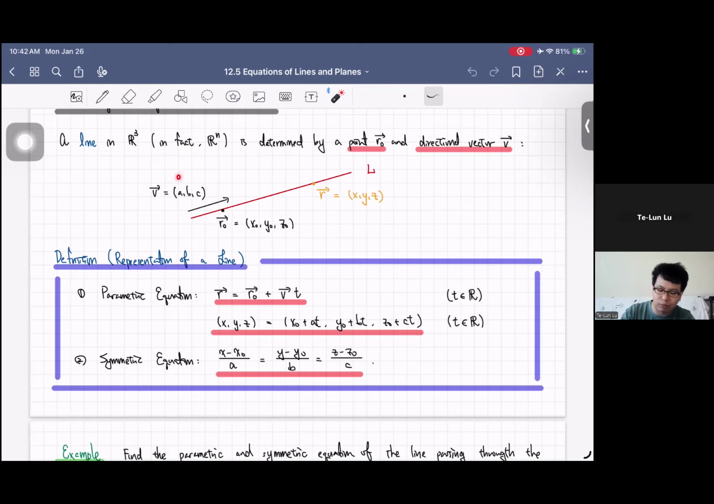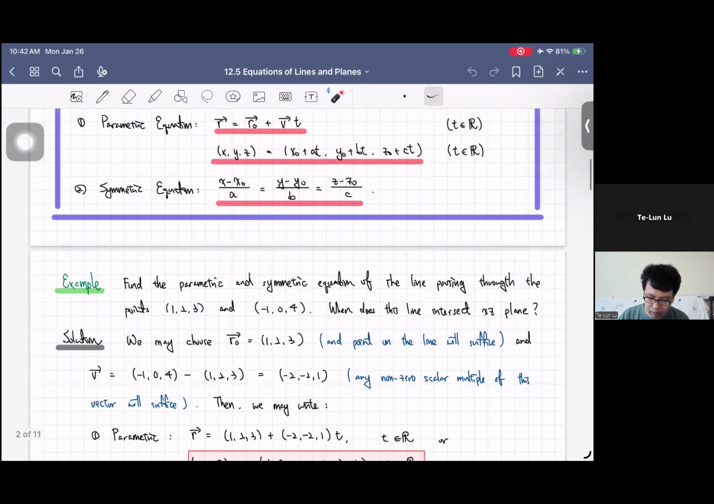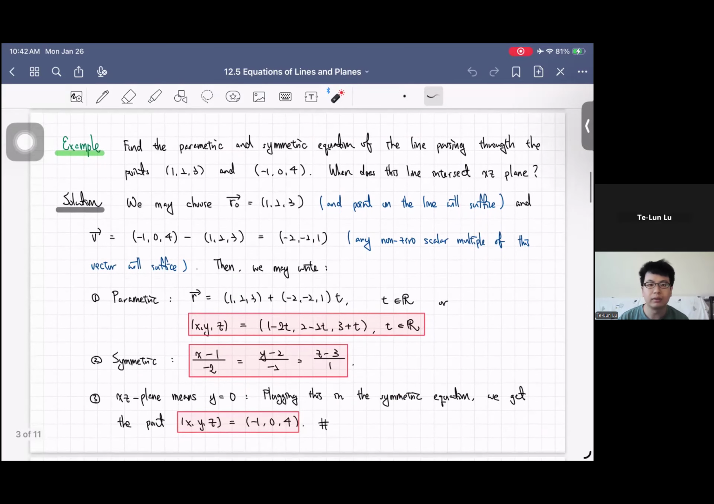What I'm saying is that if you choose 1, 2, 3 for the line, then you should get the same formula for 2, 4, 6. The scaling, the magnitude, does not really contribute to the equation of the line. Only the vector direction contributes to the line.